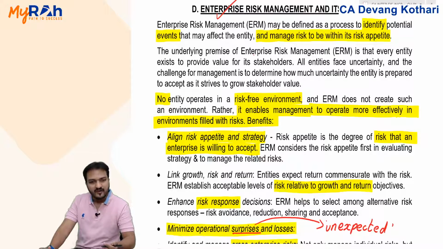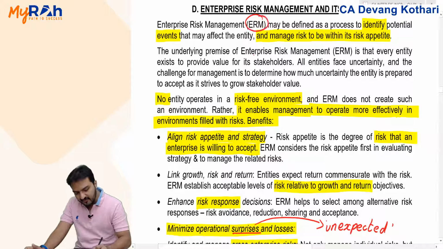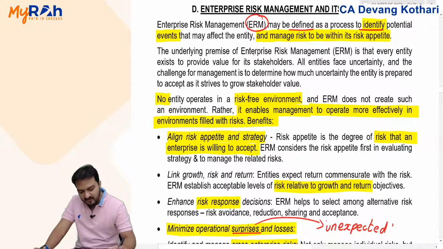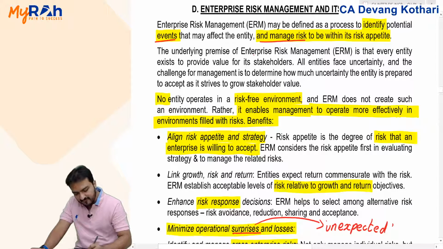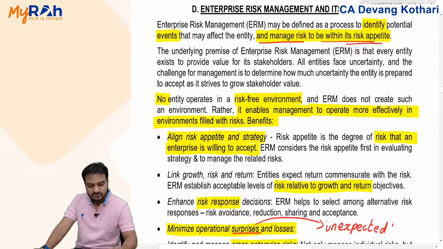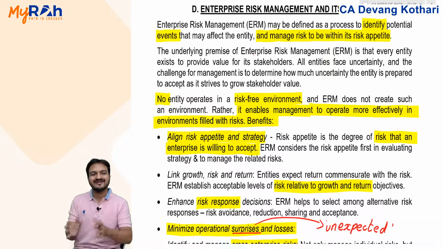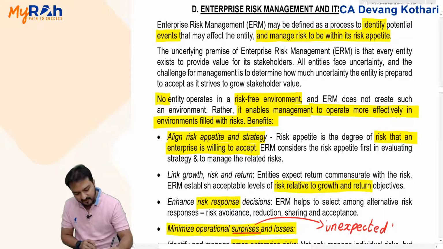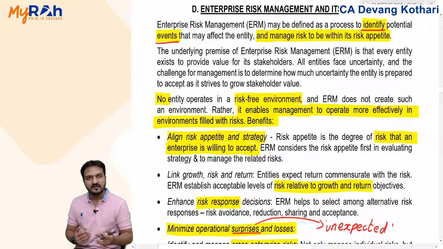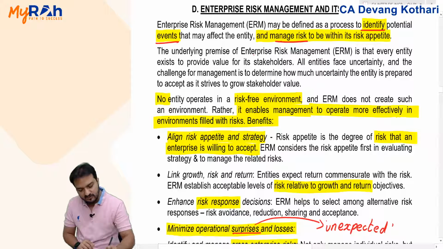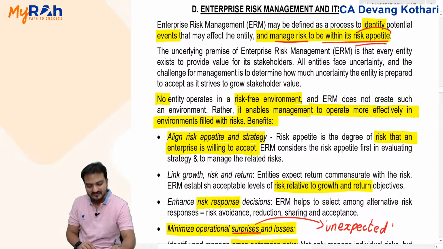Well, so far we just did general aspects about risk. Now I define a particular term, enterprise risk management. It is defined as a process to identify potential events that may affect my entity and manage the risk to be within its risk appetite. So mainly, enterprise risk management means how do you manage risk in a company? You identify the events that might be risky and you manage the risk to be within its risk appetite. What is risk appetite?